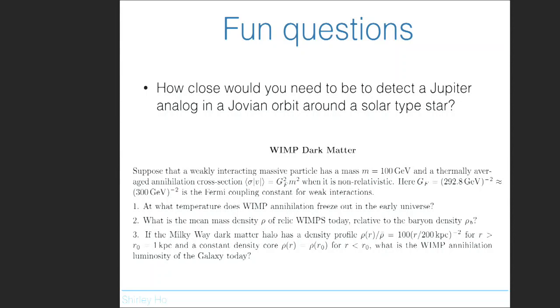And the second question is a little longer. I should have a very long answer for this one. It's a dark matter discussion, which you had a lecture on, so I think some of this might be fairly easy. Suppose a weakly interacting massive particle has a certain mass and a certain cross-section when it's non-relativistic. At what temperature does this annihilation freeze out in the early universe?